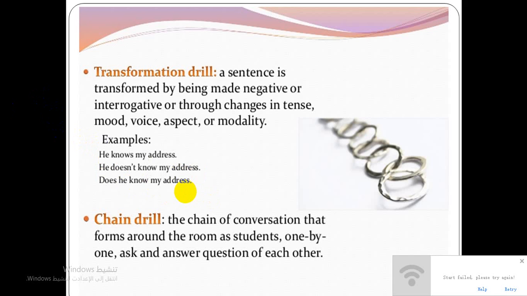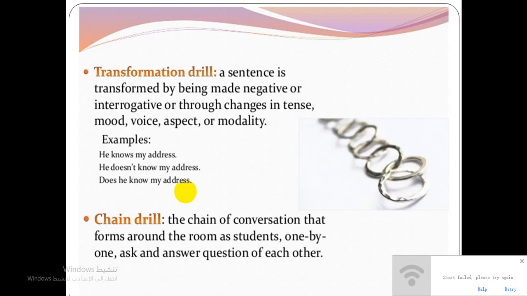He used to know my address. If he had known my address. This is the transformation drill. Yes, a chain drill.